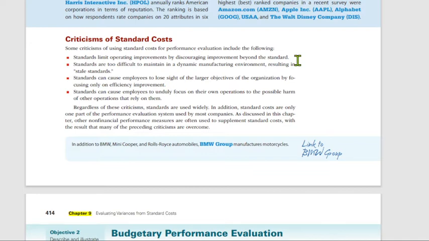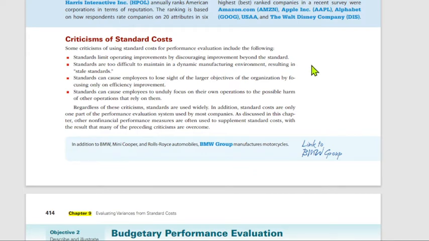But it discourages improvement dahil kumbaga na-achieve mo na yung quota mo, na-achieve mo na yung level kung saan ikaw ay i-measure at 100%. So bakit mo pa tataasan or lalagyan ng additional effort? So it discourages improvement. Next, standards are too difficult to maintain in a dynamic manufacturing environment, resulting in stale standards.